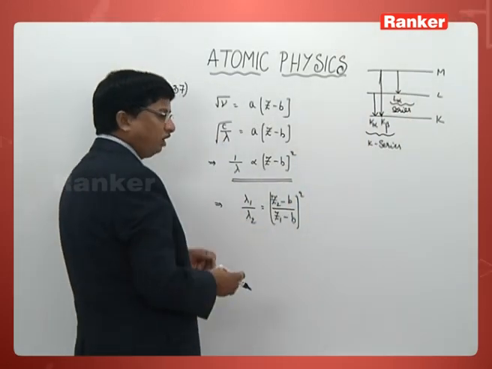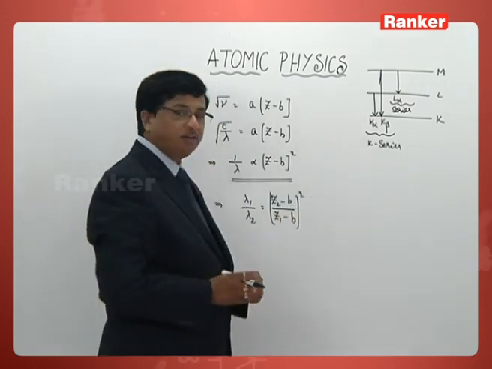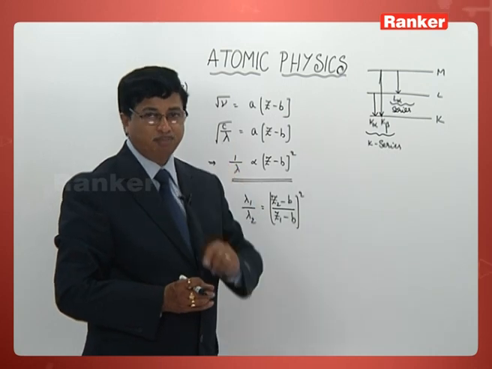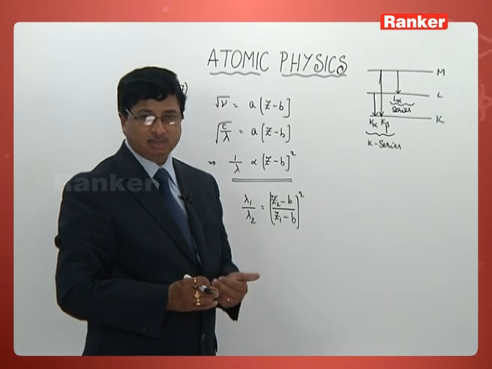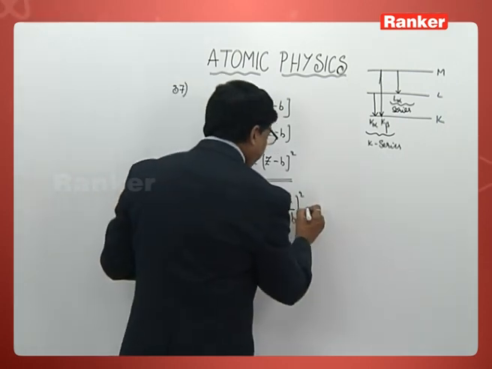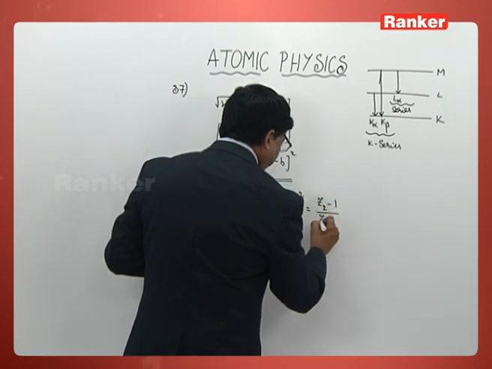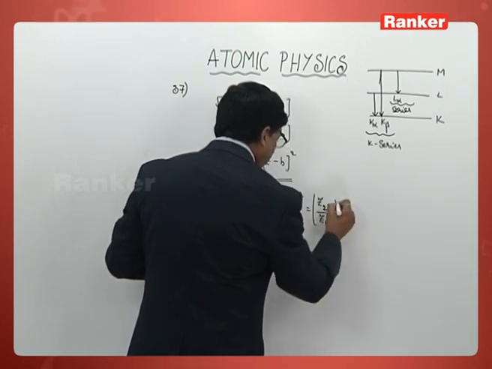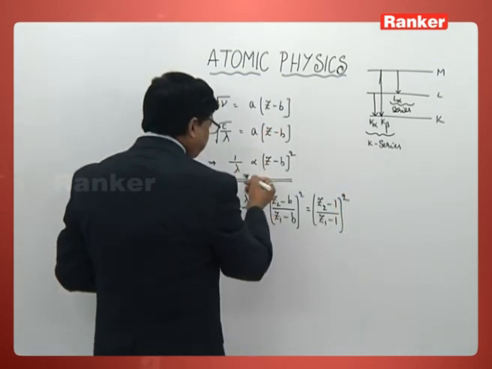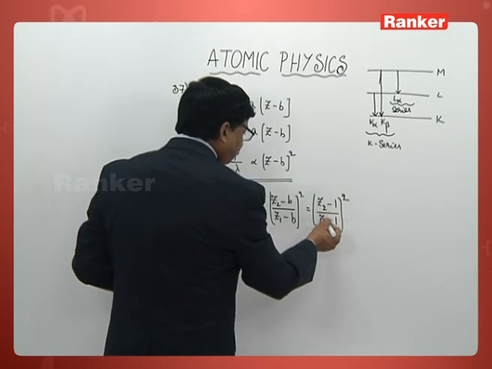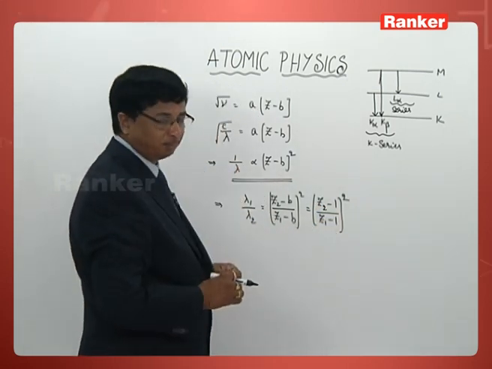But all of you should understand that for the K series, the value of constant B is taken as 1. For the K series, the B value is 1, we all know that. Therefore, you can rewrite the same as Z2 minus 1 by Z1 minus 1 whole square. So the value of lambda 1 by lambda 2 is Z2 minus 1 by Z1 minus 1 whole square. That is the equation we have.